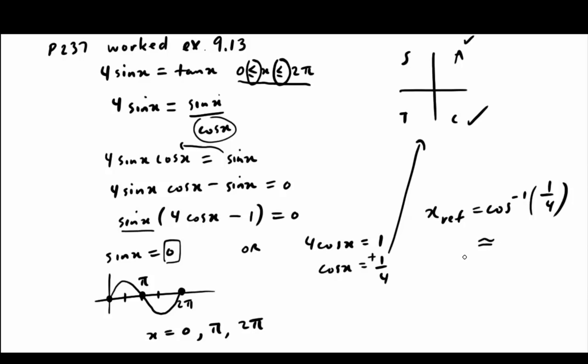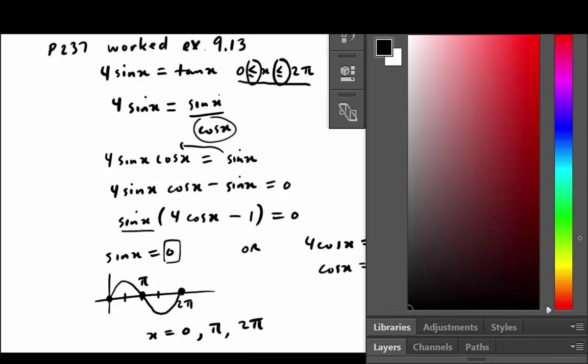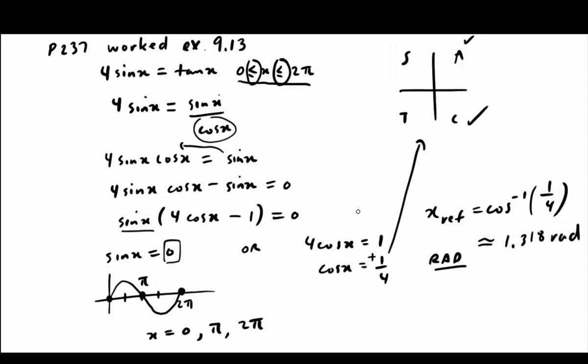And so what we get here in radian mode, make sure you're in radian mode, is approximately 1.318 radians. And we work that out. If you multiply that by 57, it's approximately 75 degrees. So that's pretty steep over here and here. So this is 1.318 radians, and this reference angle is also 1.318.